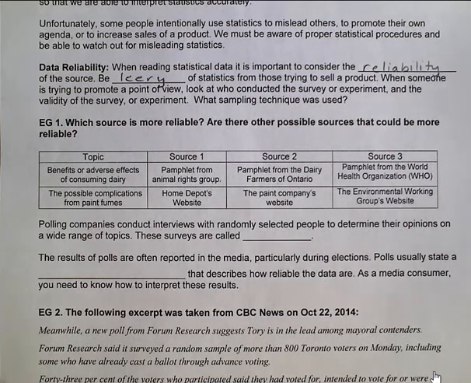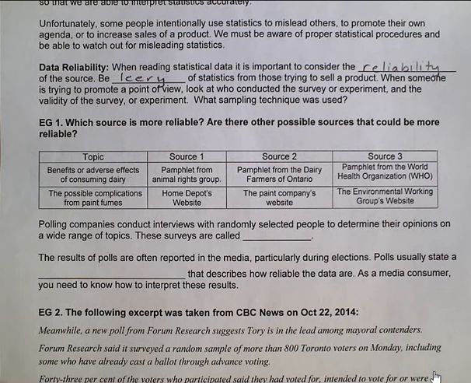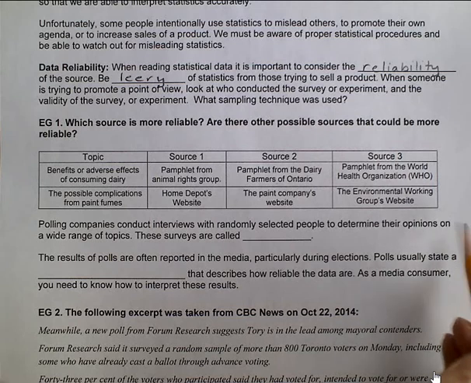For the second one, the possible complications from paint fumes, your choices were the Home Depot's website, the paint company's website, or the Environmental Working Group's website. My preference would be the Environmental Working Group. You might disagree. Maybe there's another source that you might think is more reliable. The reason why I like the Environmental Working Group is it's a not-for-profit organization that's trying to get all chemicals listed in different products.